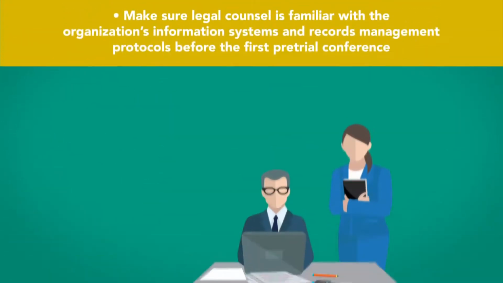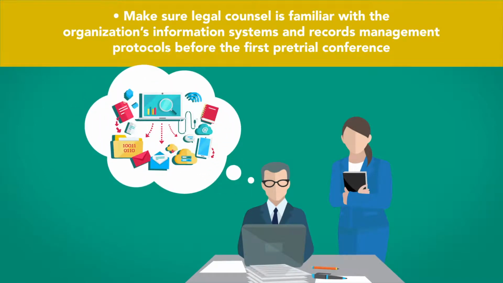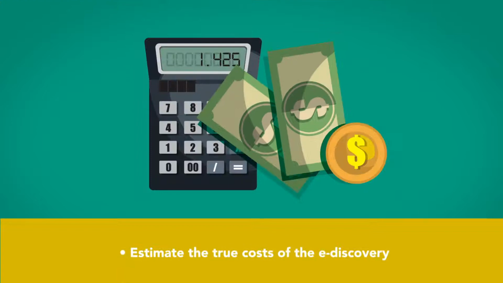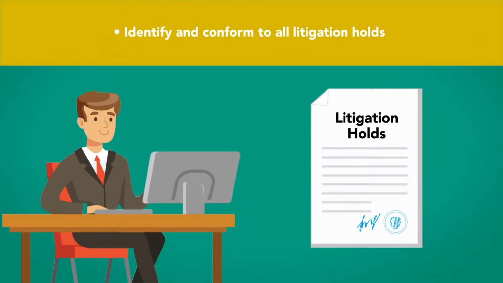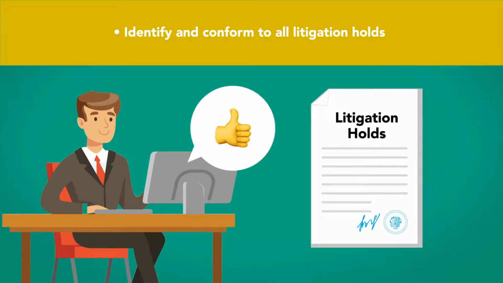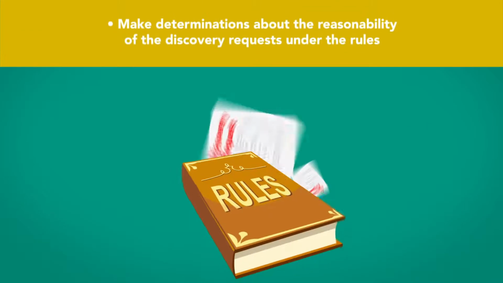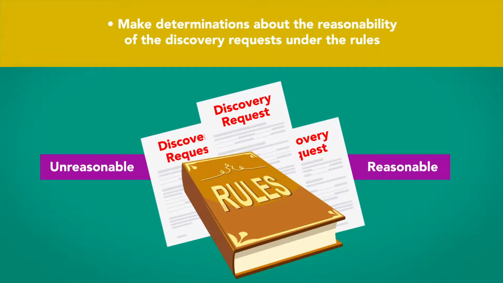Make sure legal counsel is familiar with the organization's information systems and record management protocols before the first pretrial conference so the lawyer can knowledgeably engage in the discussion. Estimate the true costs of the eDiscovery. Identify and conform to all litigation holds. Make sure the technology is capable of this. Determine the forms in which the data and the rest of the discovery will be delivered. Make determinations about the reasonability of the discovery requests under the rules.